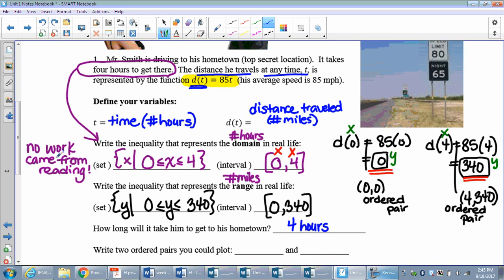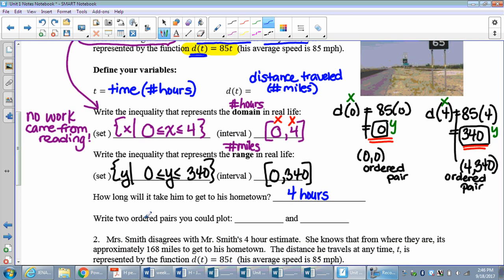And then, hey, check it out. Look at this question. Write two ordered pairs you could plot. Here they are: 0, 0, and 4, comma 340. So really understanding that idea of function notation, that when we have d of a number, that's an x value. Whatever answer you get out is the y value attached to the x value to build x, comma, y.